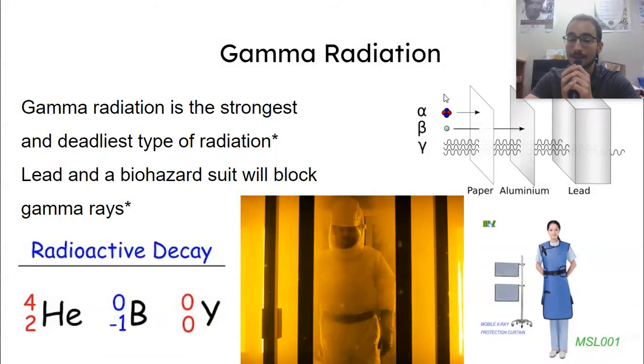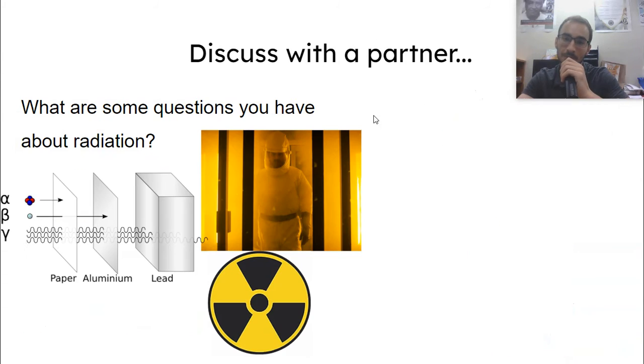Next, this is the last and the most dangerous type of radiation. It is gamma radiation. It can only be blocked with lead, and we use biohazard suits to make sure that the gamma radiation does not hurt our cells. But there won't be a formula for this one because gamma radiation does not really change the element. That's the last thing you need to know. Please draw a picture to represent gamma radiation.